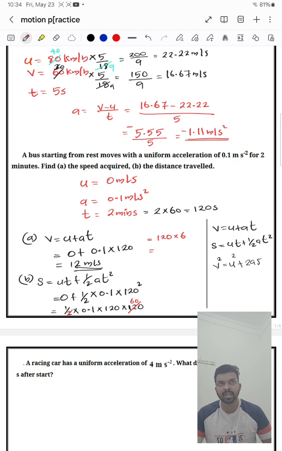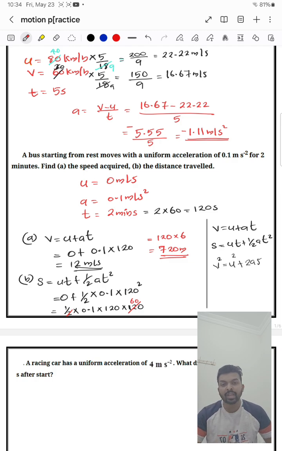12 into 6: 10 into 6 is 60, 2 into 6 is 12. So 60 plus 12 will be 72. So it will be 720 meters. Ready? This is the answer. Clear or not? This is the way of finding the answers. Understood? Write the things given in the question and then go accordingly. Clear or not? You have to go accordingly.